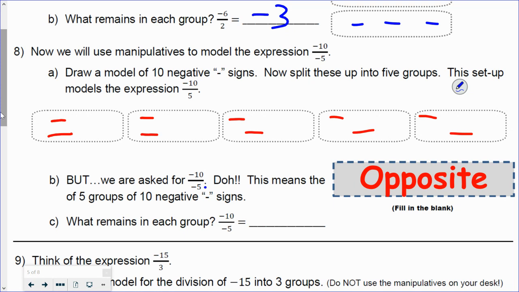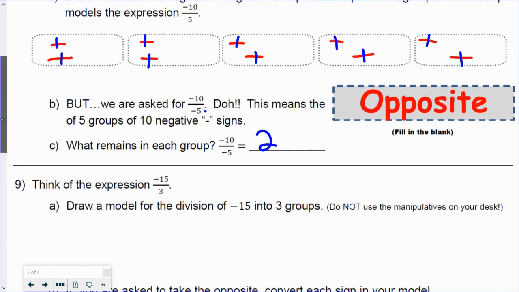That means we have to go back in and take all of these negatives and turn them positive. Because what's the opposite of a negative? A positive. All right. So that changes our answer. Instead of being a negative 2, we have a positive 2, because that's what is now in each group. Okay, finish filling in your notes.